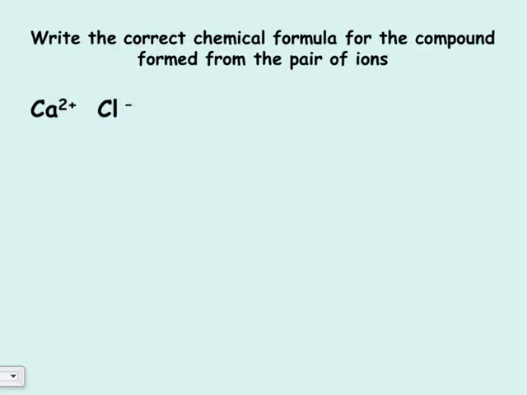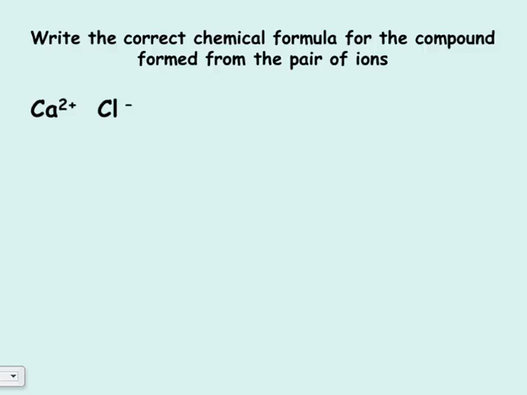So here we have an example, and I'll do this. Write the correct chemical formula for the compound formed from the pair of ions. What you could do is pause it and try it yourself, and then hit play. Okay, I assumed you hit play.